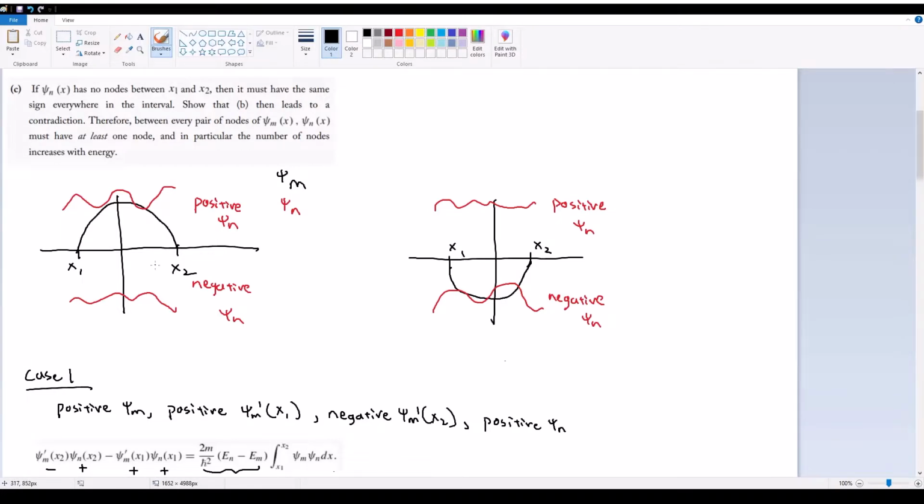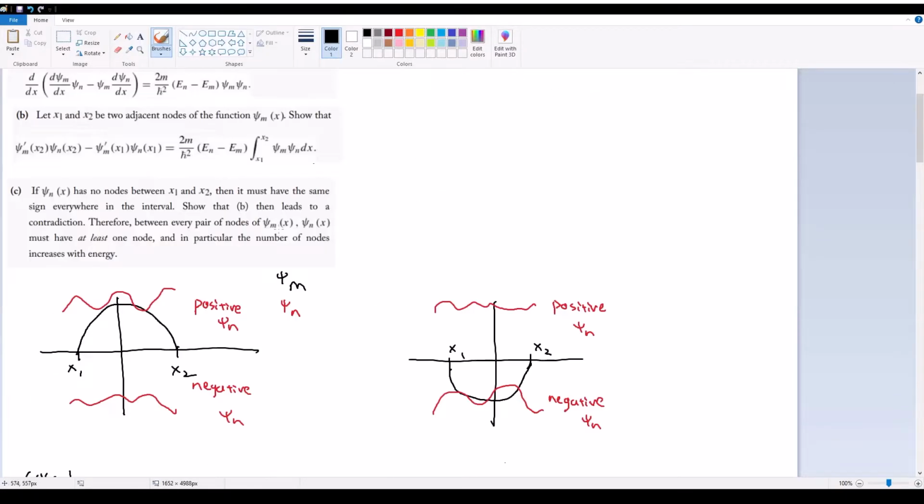We have shown that every possible combination of signs of psi m and psi n always results in this statement having a problem. Therefore, psi n always has to have at least one node between adjacent nodes of psi m.